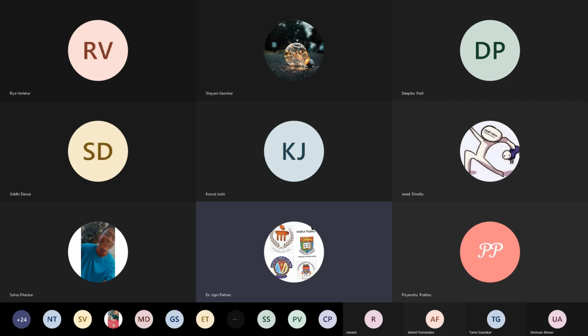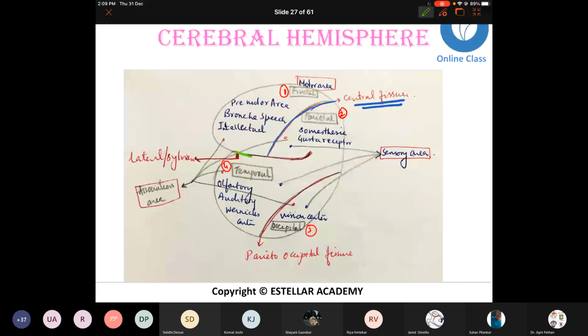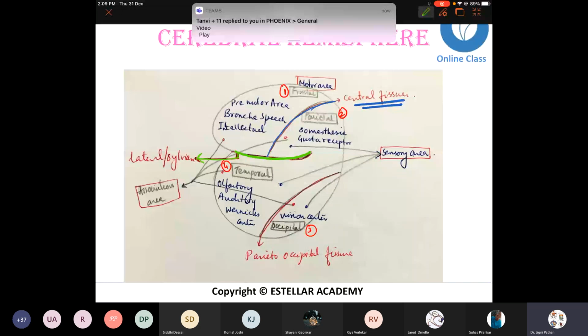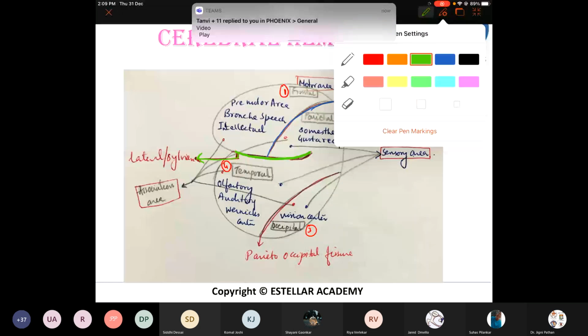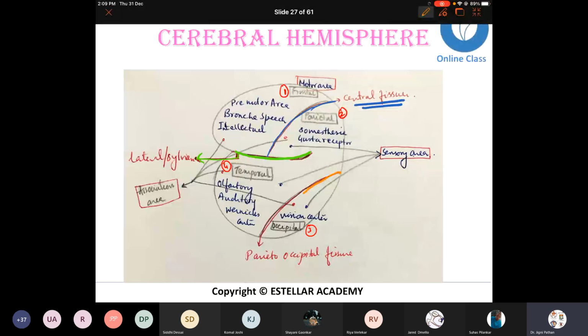The first fissure is the central fissure. The second fissure is the lateral fissure. The third fissure is the parieto-occipital fissure. Fissure means divisions. So these divisions give rise to four lobes: frontal lobe, parietal lobe, temporal lobe, occipital lobe. Please write this down.